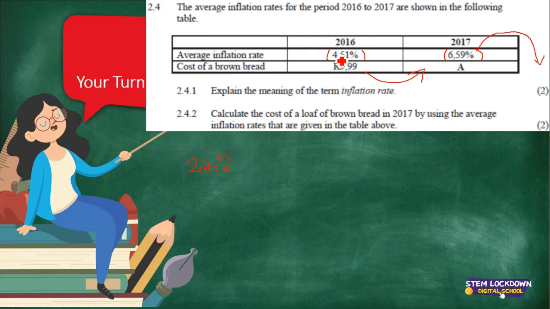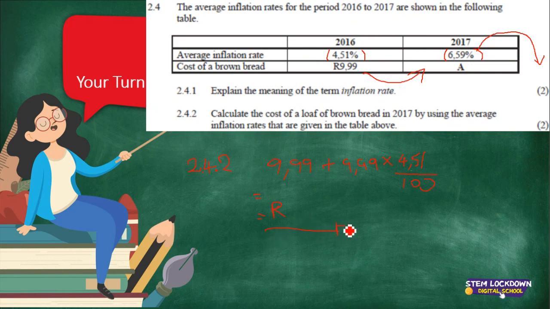So we're using 4.51. We'll say 9.99 plus 9.99 times 4.51%, which is 4.51 divided by 100. All you do here is simplify, and then give me the final answer. Make sure that your answer is in rands.